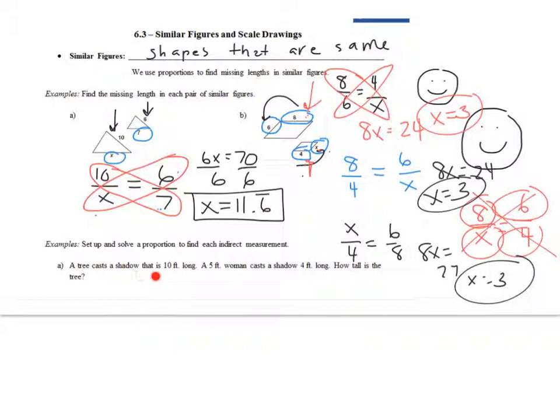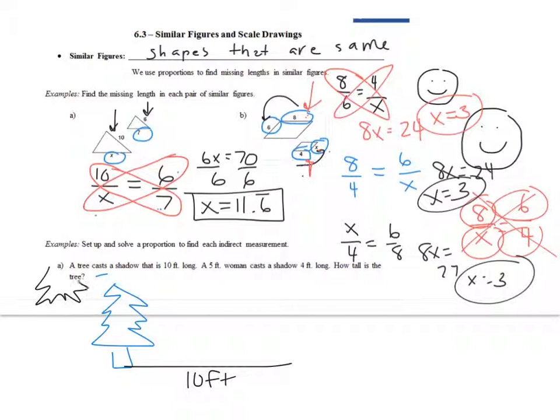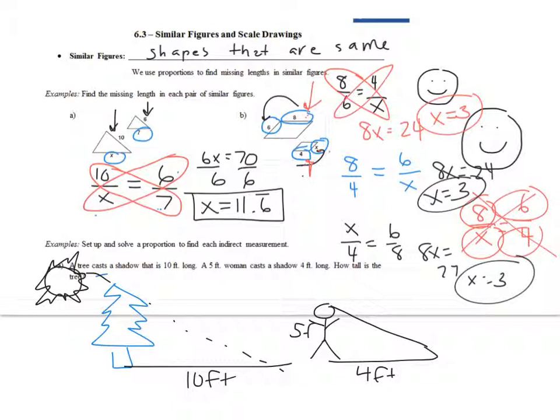A tree casts a shadow that is 10 feet long. So I'm going to draw this out. A tree casts a shadow, or makes a shadow, that's 10 feet long. So you have the sun over here. And it's making a shadow that's 10 feet long. A 5-foot woman casts a shadow. So this is 5 feet. That's 4 feet long. So you have these two similar triangles.